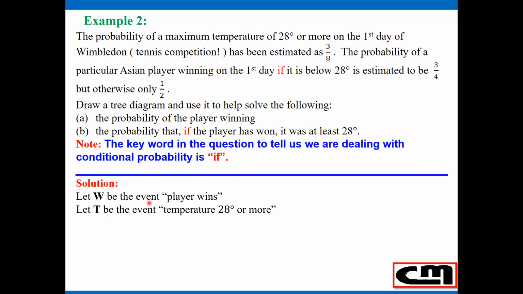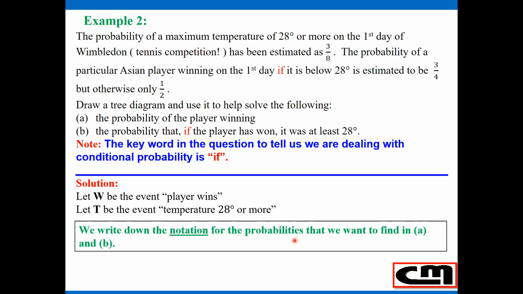So let W be the event player wins. Let T be the event temperature 28 degrees or more, right? So if we want the opposite of what we have written, we still use these two defined variables. As our next step, we need to write down the notation for the probabilities that we want to find in A and B using the notation that we have defined. So in A, we are saying the probability of the player winning. So it will be P(W), right?